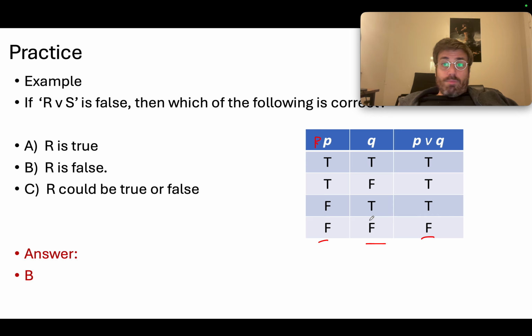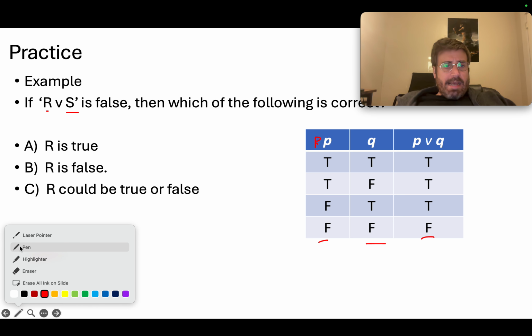So disjunction is more elastic than conjunction in terms of which it only needs one true disjunct for the disjunction as a whole to be true. So if we're told it's false, well, then we know we need two false disjuncts, right? So both P and Q, or in this case, both R and S, have to be false. So B has to be the answer.